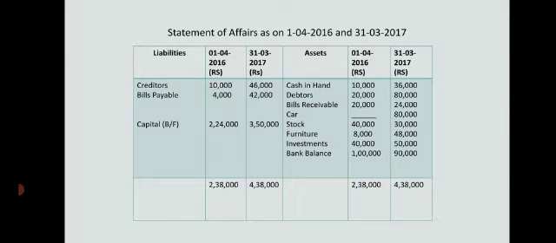Right. I have already solved the problem. Give the heading as statement of affairs as on 1/4/2016 and 31st/3/2017. Instead of making two different statements, an opening statement of affairs and a closing statement of affairs, we can have a combined statement of affairs as on 1/4/2016 and 31st/3/2017. On the liability side there will be two amount columns for two different dates, one opening and one closing. The asset side also has two amount columns, one for the opening of the financial year and the second for the closing of the financial year.